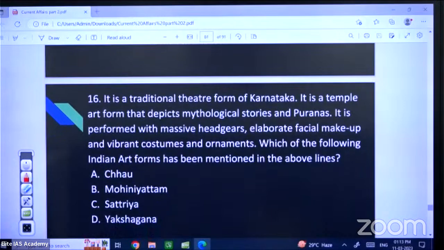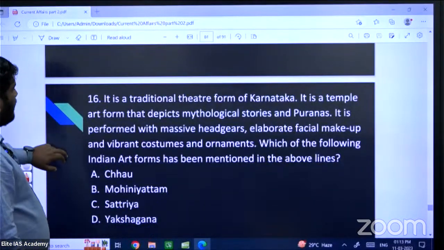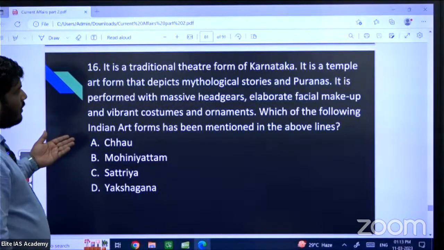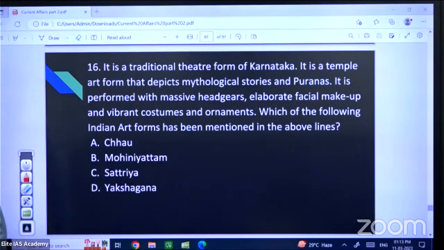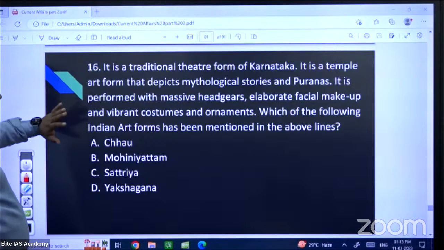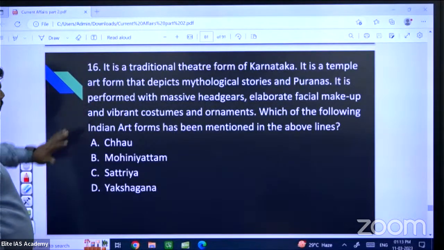It is a traditional theater from Karnataka. It is a temple art form that depicts mythological stories and Purana. This type of question is surely asked, at least one or two questions. The features are given and you are asked about whom we are talking. Okay, so the features are given.